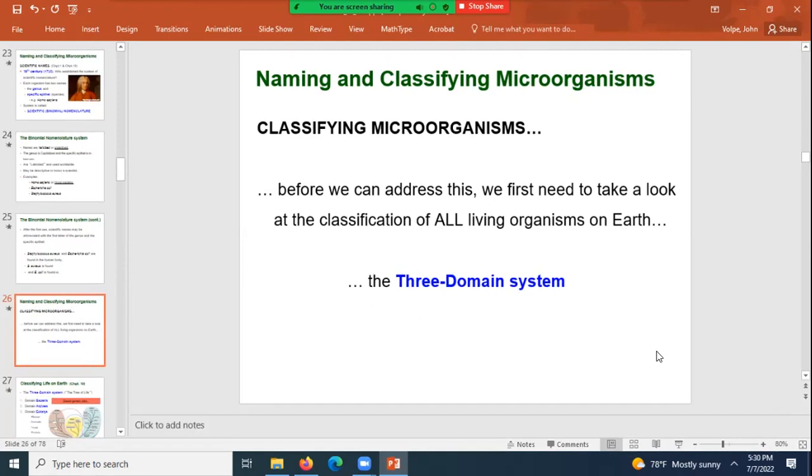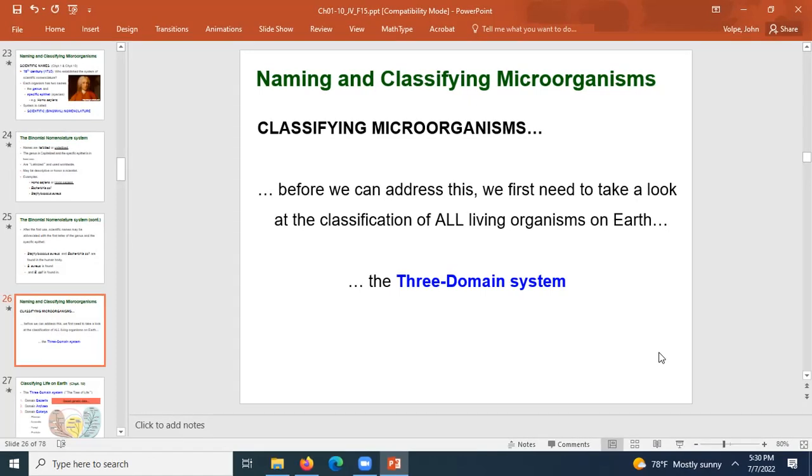All right. So when we're classifying microorganisms, grouping them into larger and larger groups, we do need to look at the classification of all living organisms on the planet Earth before we talk about the classifying of microorganisms. The first group that we split a living organism into follows the 3-domain system, meaning the first group that we group things into is the domain, and there are 3 of them.